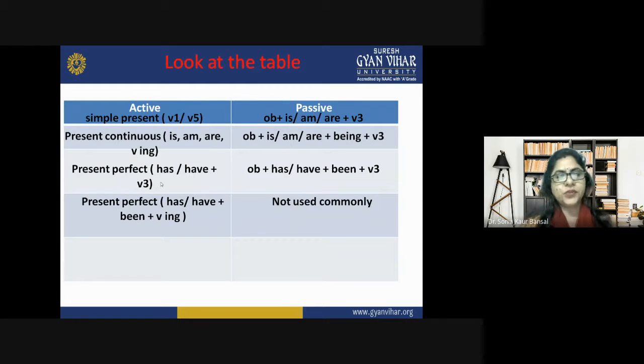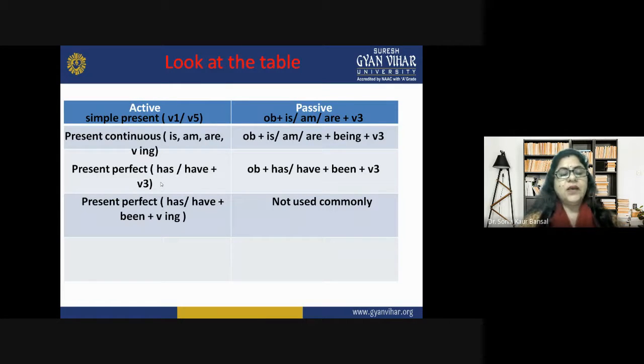Now, look at this table, students, active and passive as well. Simple present: verb plus first form, then in passive, object plus is, am, are plus verb's third form. Then present continuous: is, am, are plus verb's ing form. Then in passive voice, object plus is, am, are plus being plus verb's third form will be used. Then if it is present perfect, has or have plus verb's third form. Then in the passive voice, object will be first and has, have plus been plus verb's third form will be there.